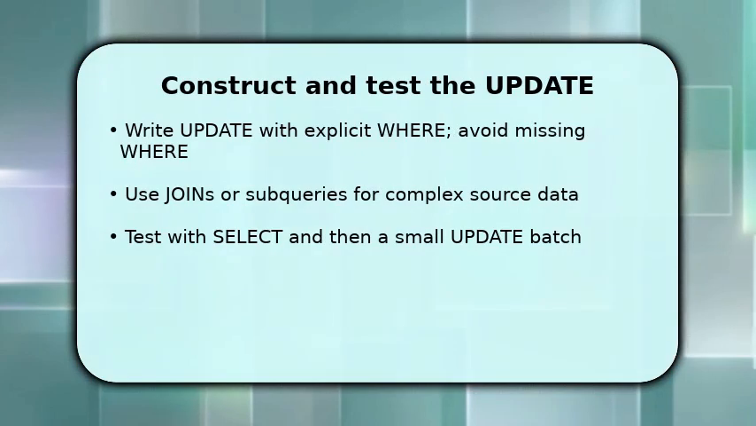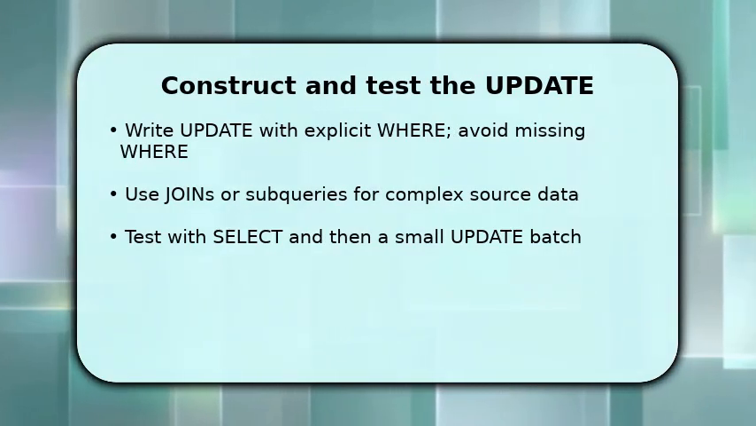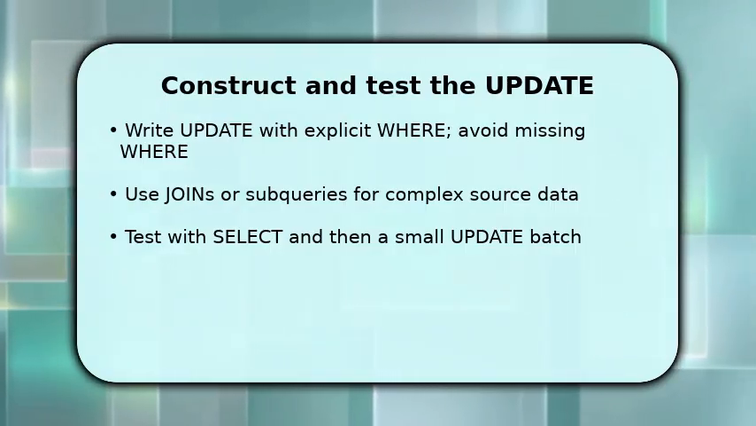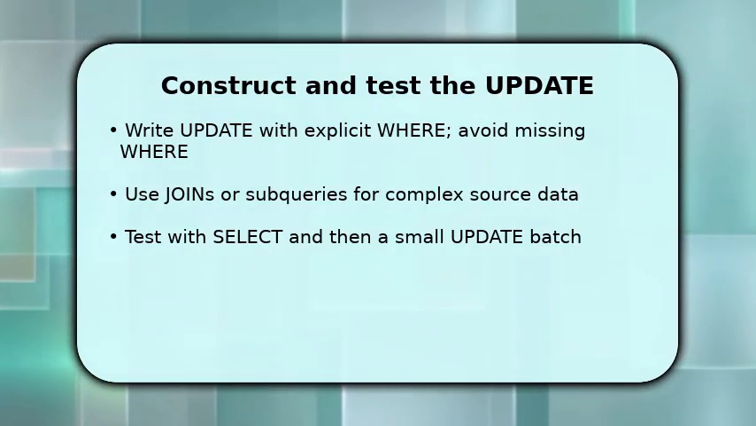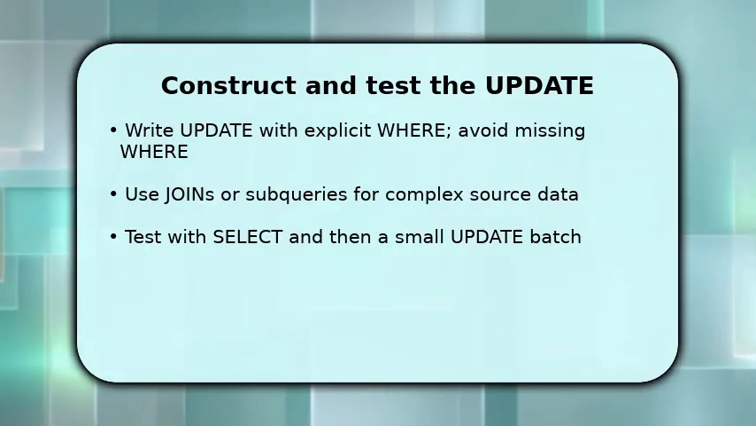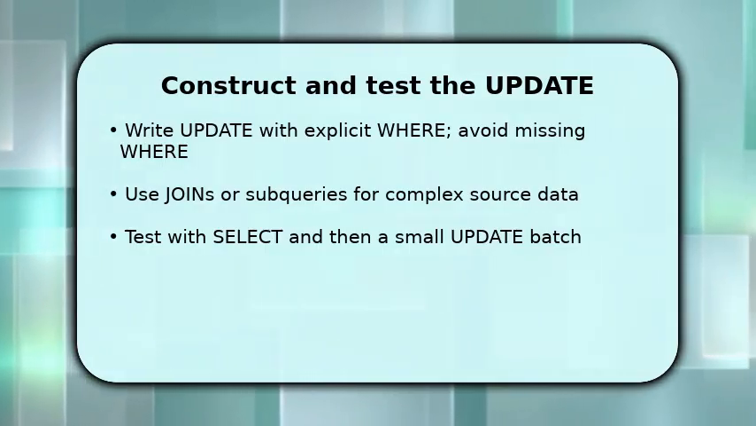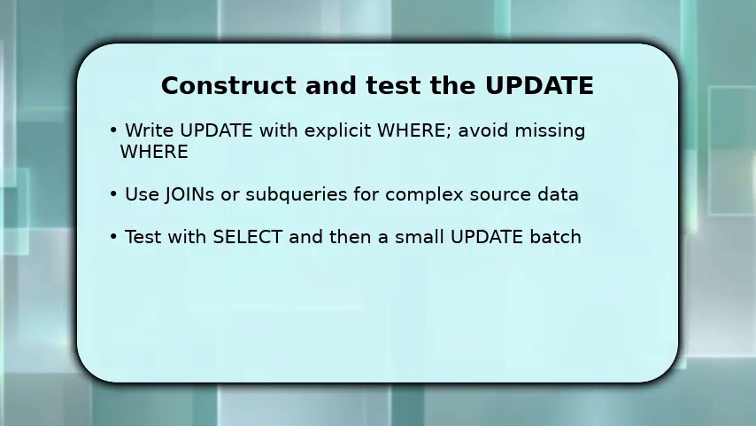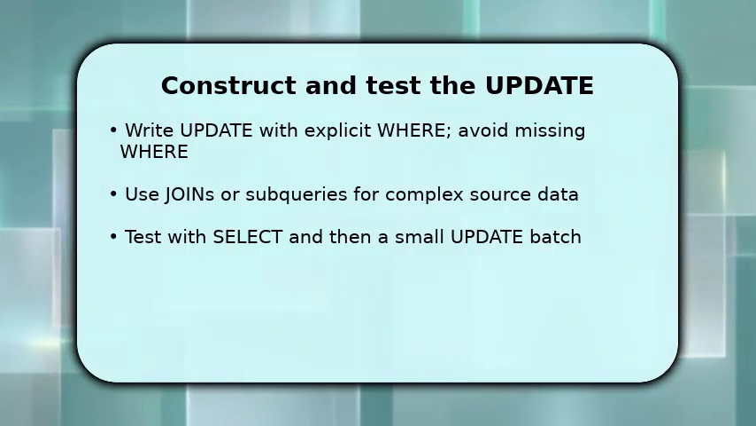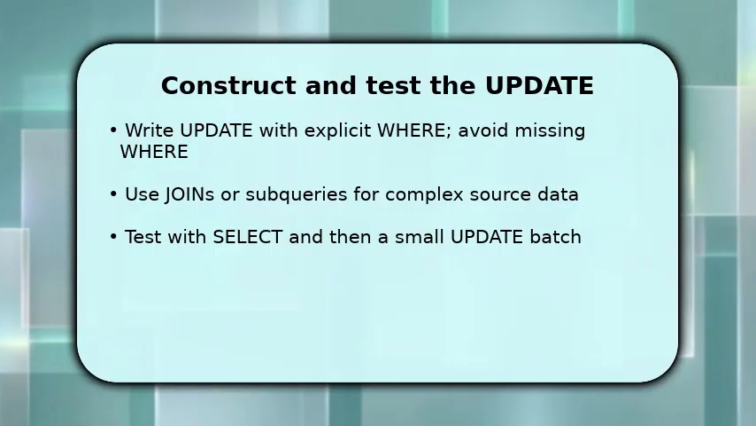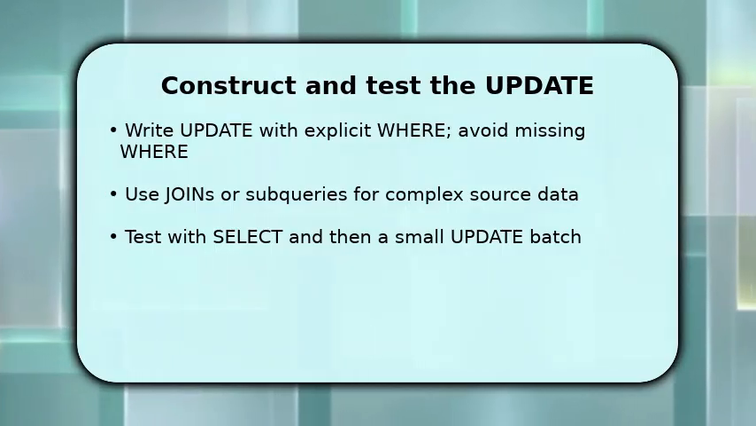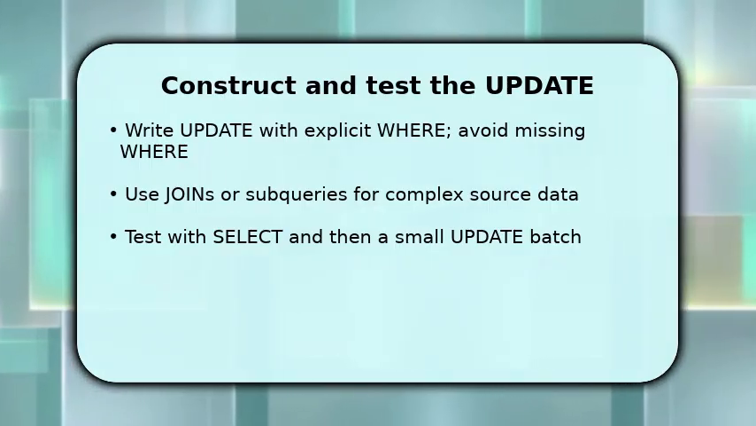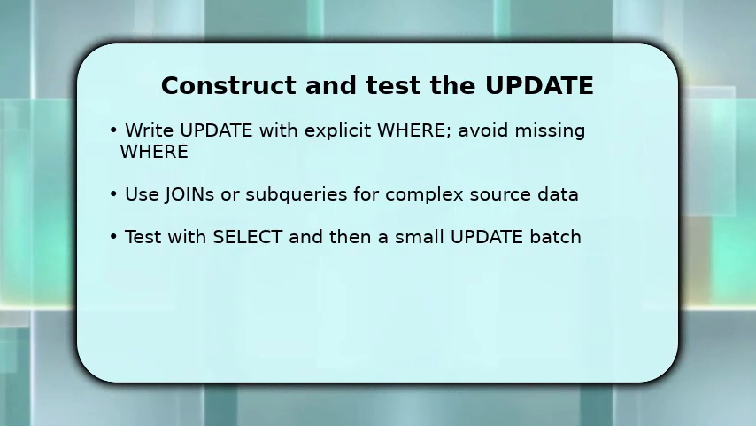Write your update statement with explicit WHERE clauses, and when needed, join or subqueries to pull new values from other tables. This is how you map source data to targets. Once written, run the equivalent select that shows the exact rows and values that would change so you can verify logic. Then perform a small, controlled update batch using limit or primary key ranges to validate behavior. If using transactions, leave them open until you confirm results, and log row counts for auditing.